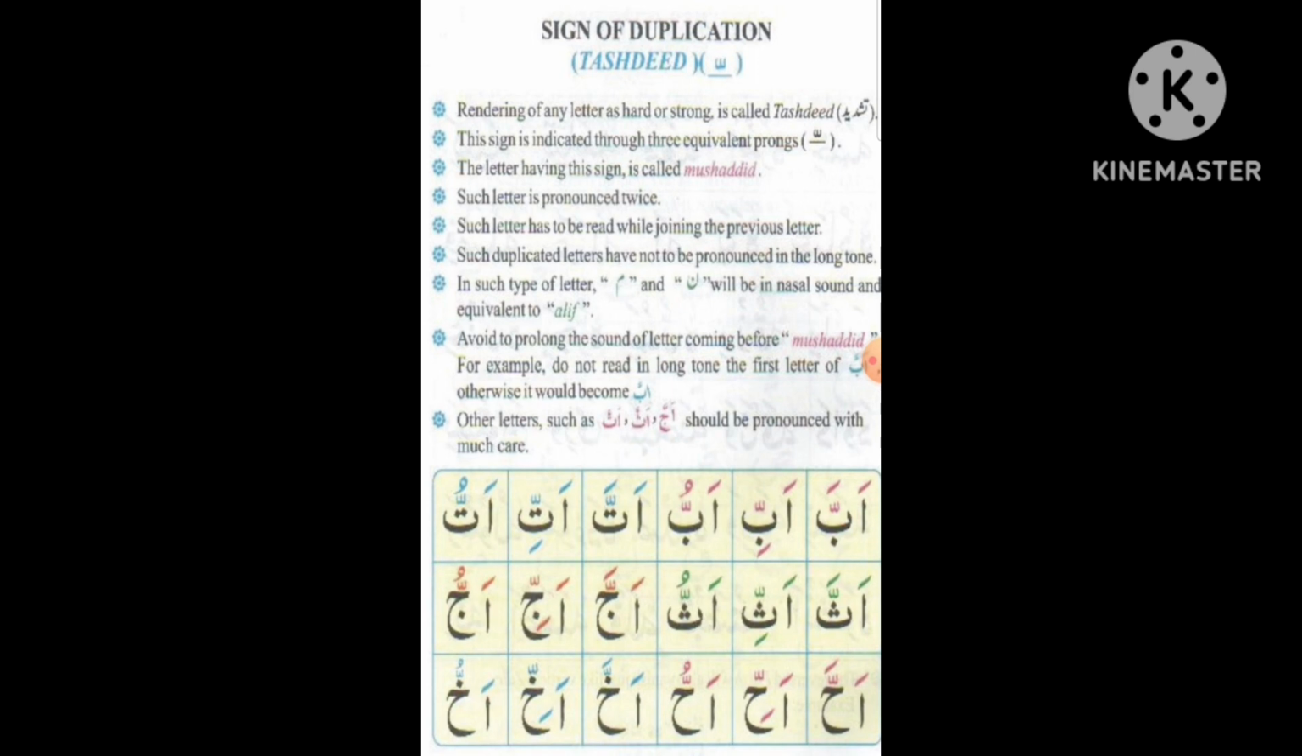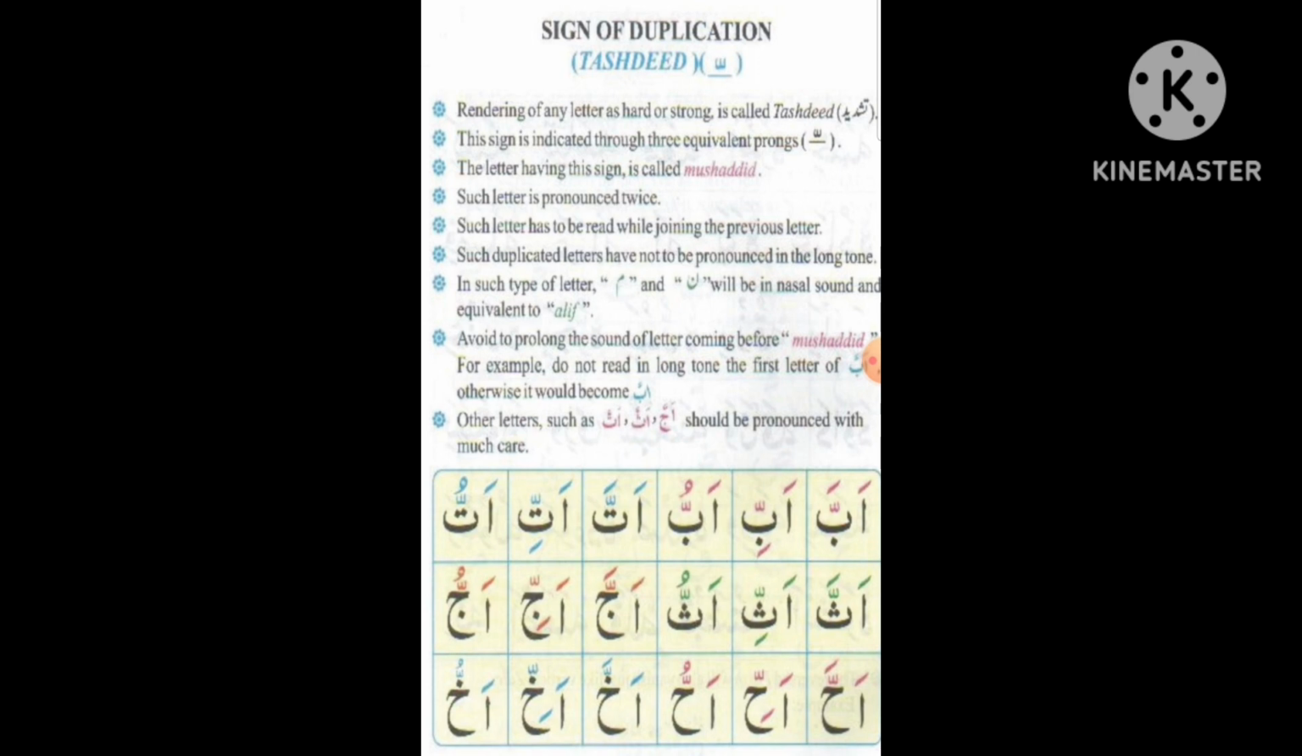So how do we identify Tashdeed? We identify Tashdeed with a W sign over a letter. Now understand what a Tashdeed is. It is the written sign of duplication. What does this mean? It means that the Tashdeed letter is not a single letter. It is a single letter which is to be read twice, meaning there are two similar letters merged together.